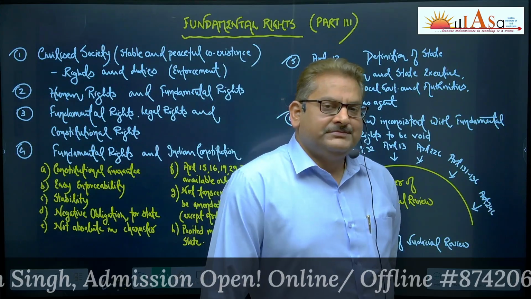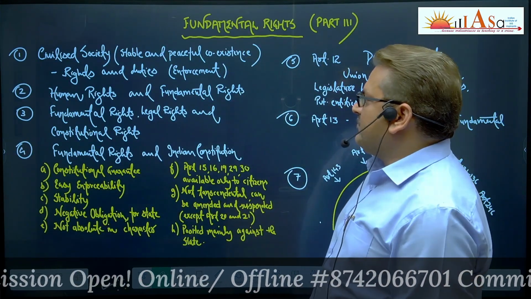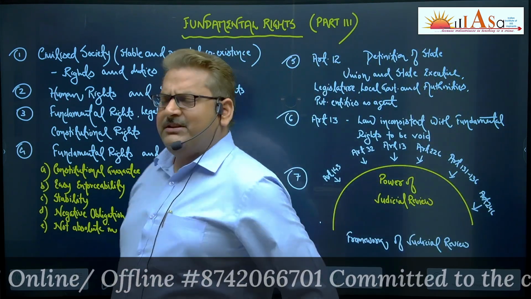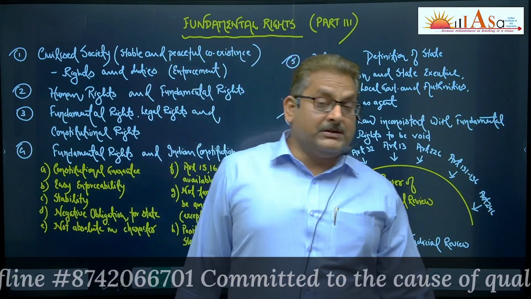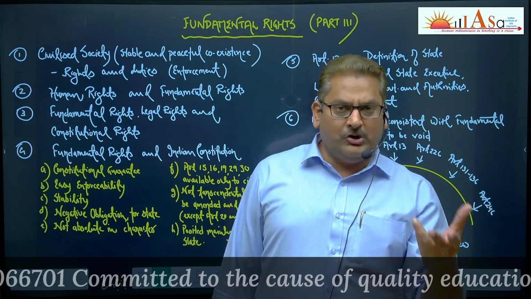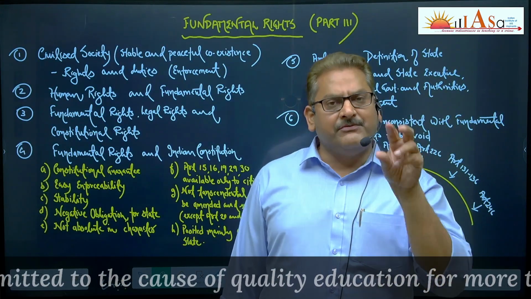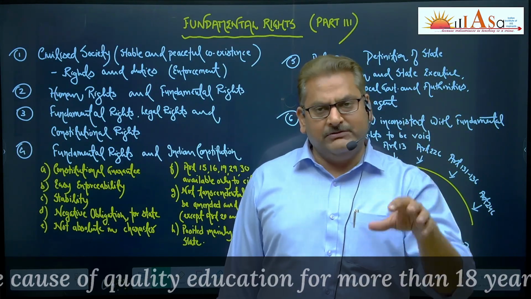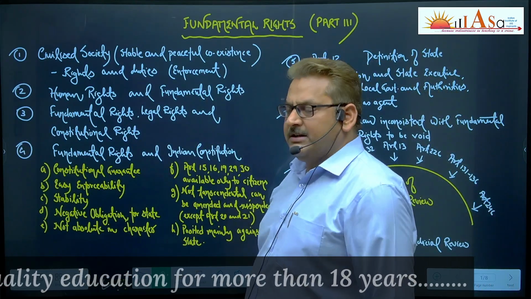Okay, so civilized society, stable and peaceful coexistence, rights and duties, enforcement, then human rights and fundamental rights. Human rights are very broad in range, very, very broad and very wide in scope. Okay, human rights, but fundamental rights constitute a big portion of human rights, acknowledged or recognized by law, constitution. Those human rights which are very basic and very fundamental for the moral, physical, and intellectual growth of any individual. So, human rights and fundamental rights are guaranteed by the Constitution.